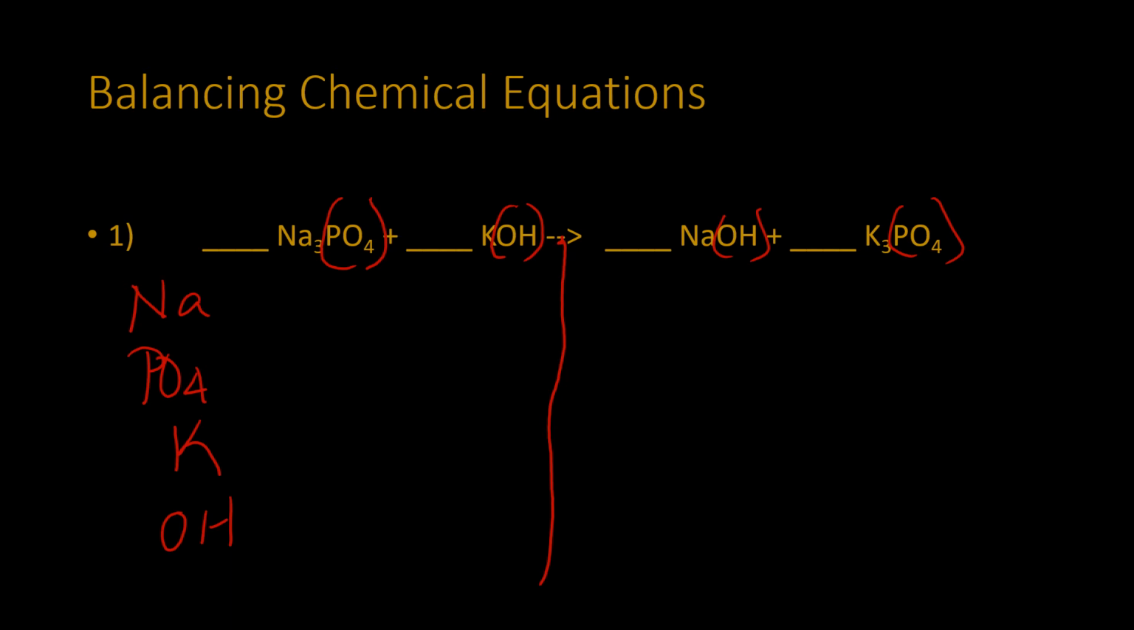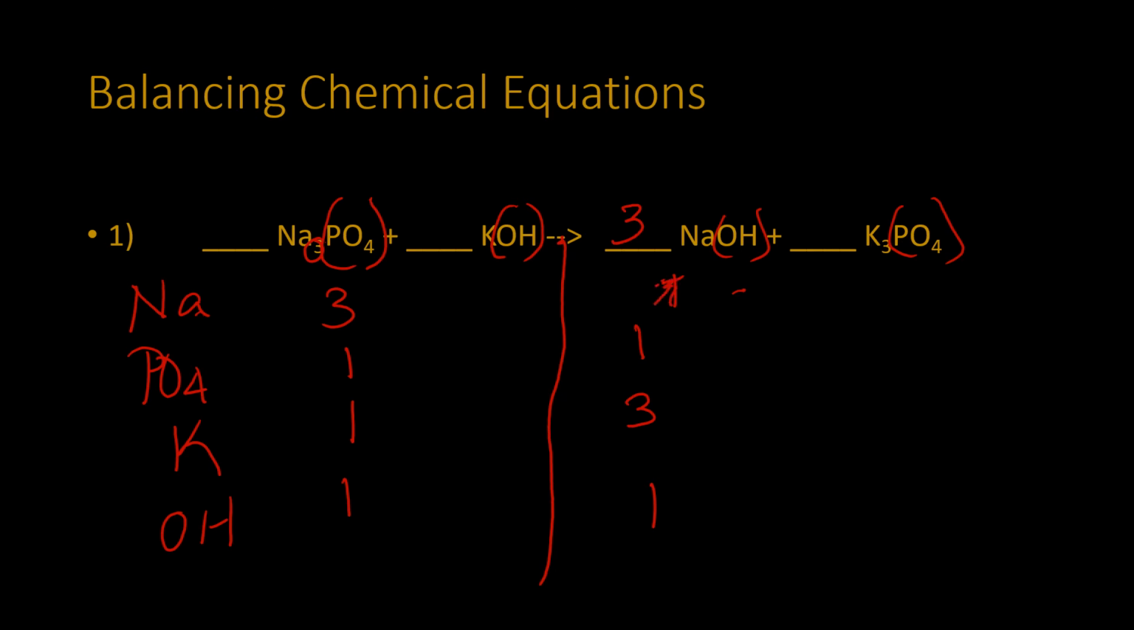So sodium, we have 3 sodiums on the left side. PO4s, there's just 1. Potassiums, there's 1. And there's 1 OH. So on the product side, we have 1 sodium, we have 1 OH, we have 3 potassiums, and we have 1 PO4. So when we start looking at this, our sodiums, we have 3 on the left and 1 on the right, so that's not balanced. So I need to multiply my sodiums on this side times 3.